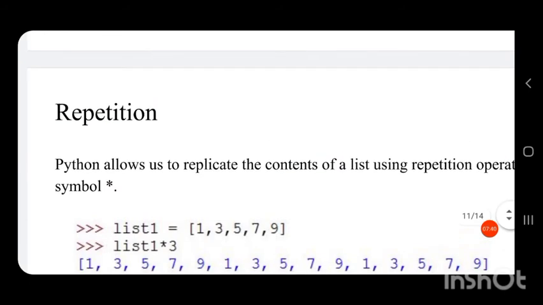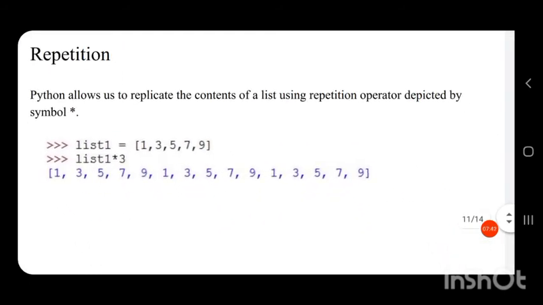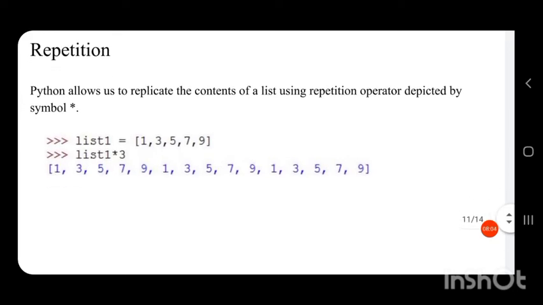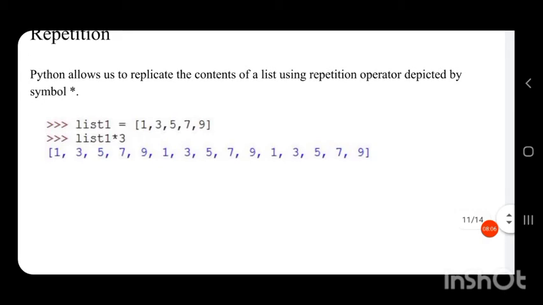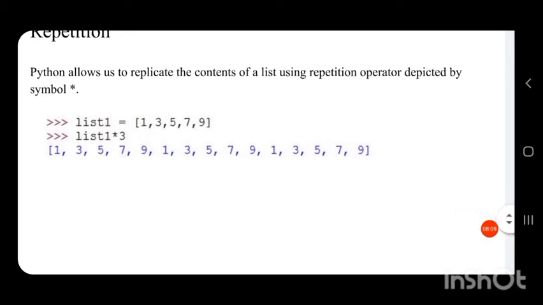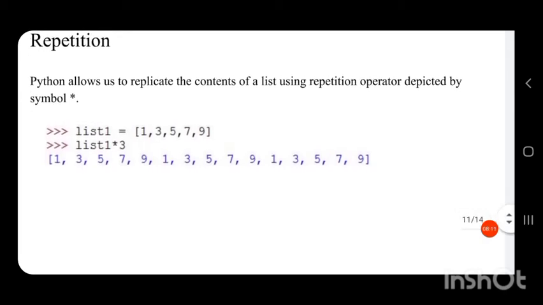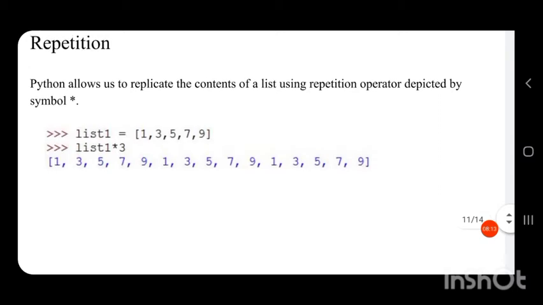So, the next operation is repetition. Python allows us to replicate the contents of a list using the repetition operator, depicted by the symbol star. So, in Python, the star symbol is used in the case of a list for repetition or replication of a list. So, let us see what is replication.